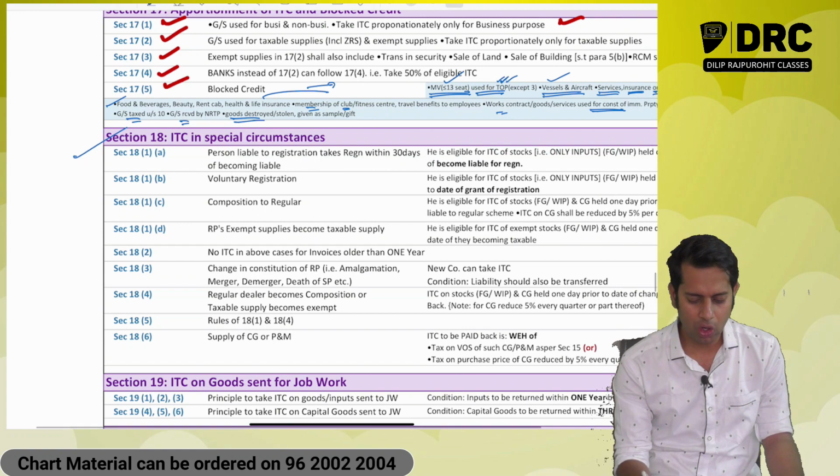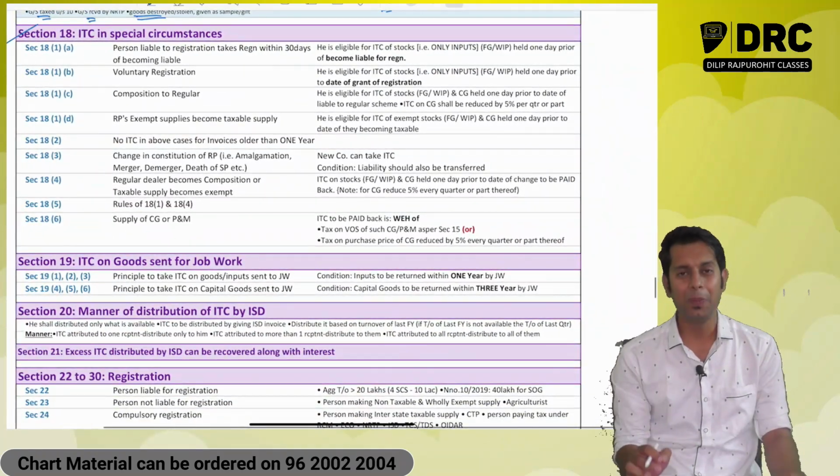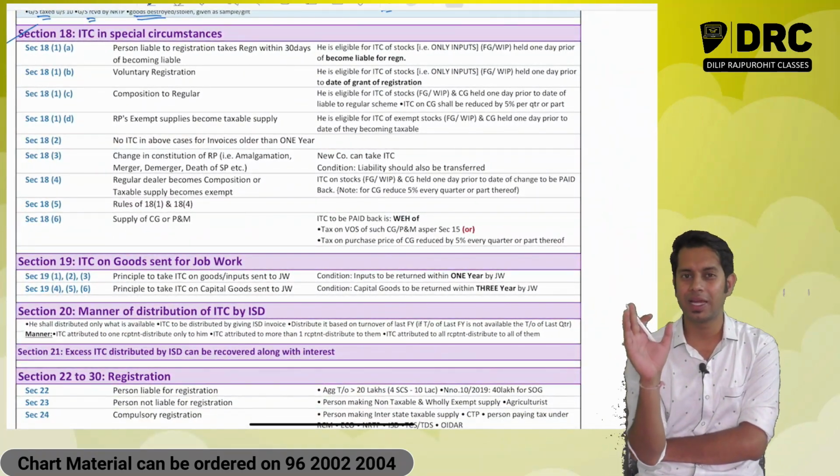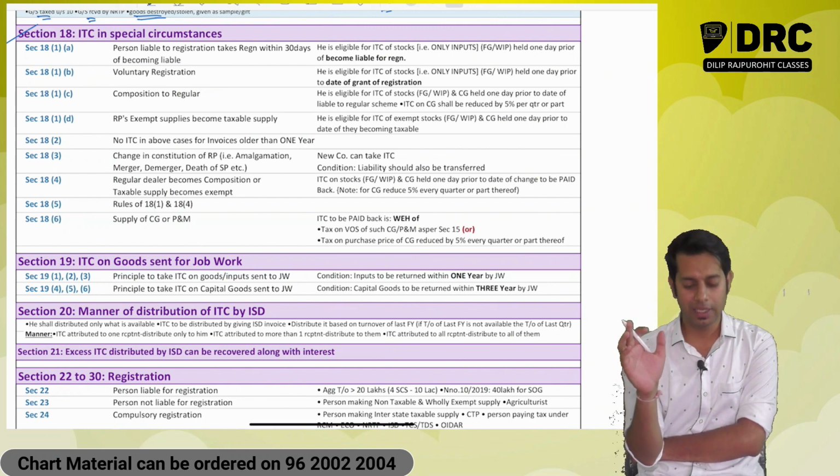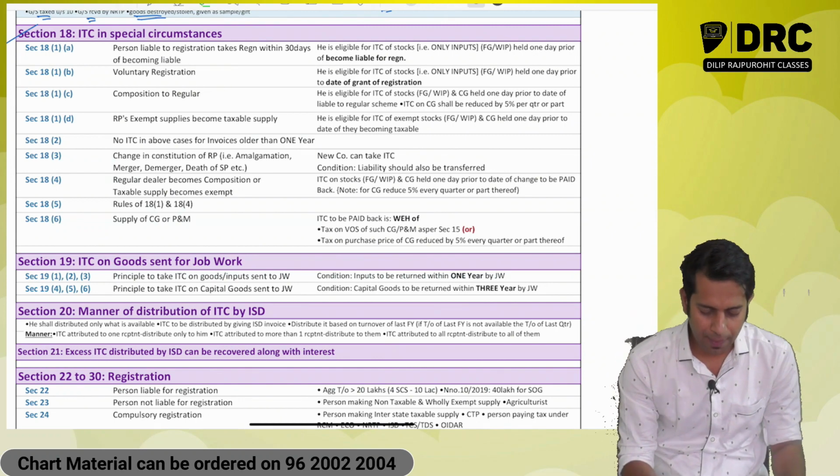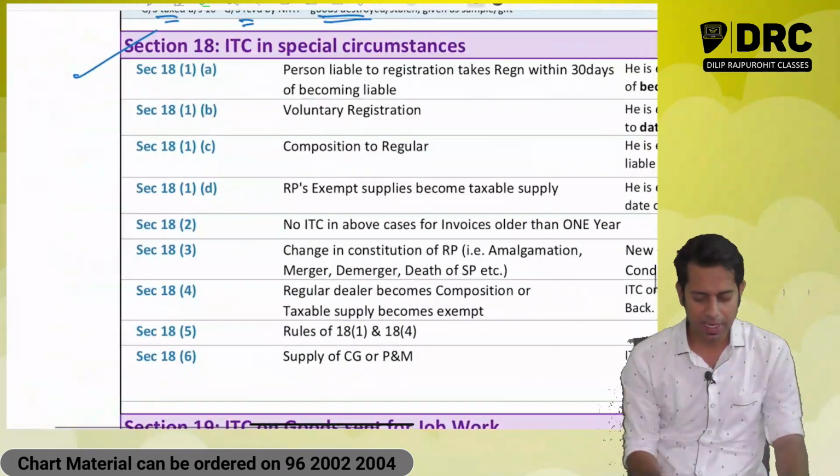Section 18 talks about what? Section 18 talks about input tax credit in special circumstances. What will happen to your input tax credit in special circumstances? There are some special circumstances.